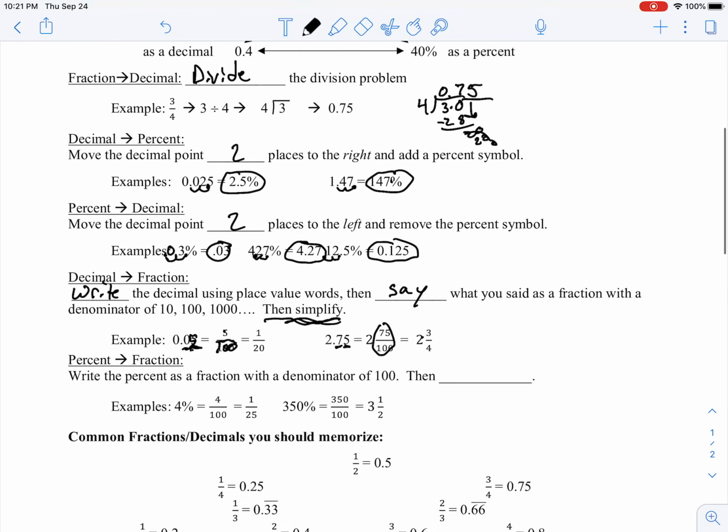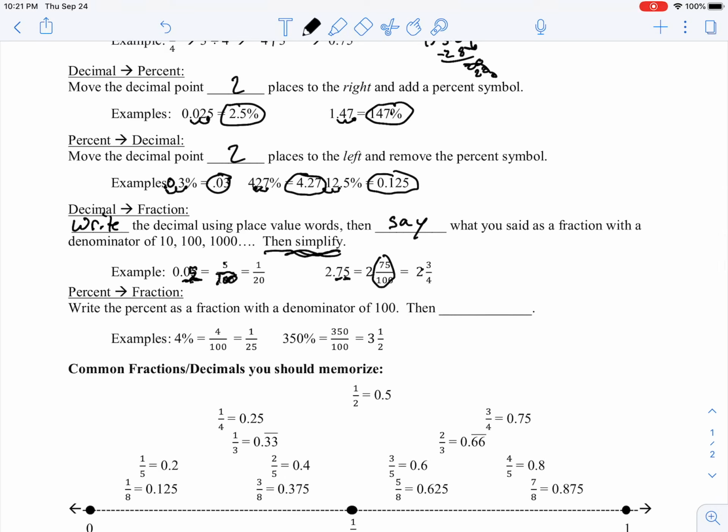And then finally, to turn a percent into a fraction, this is pretty easy. We just write the percent as a fraction with a denominator of 100, and then we always simplify when possible. So 4%, that just means we're taking 4 out of 100 here, and 4 out of 100 is 1/25 when we reduce, because we can divide by 4 up top, divide by 4 on the bottom. So that gets us our 1 there, that gets us our 25 there.